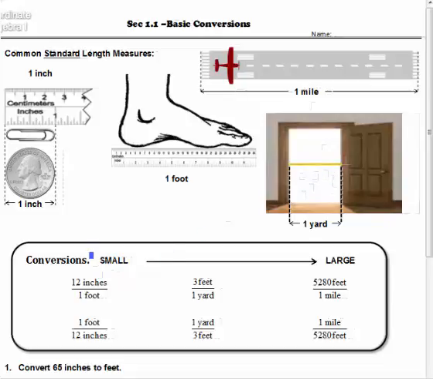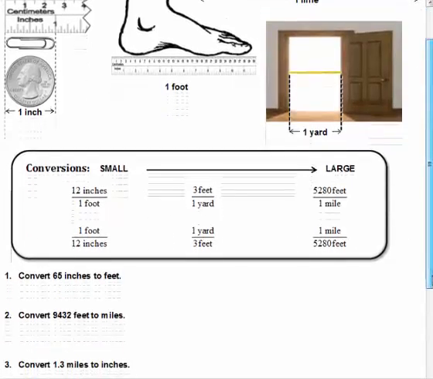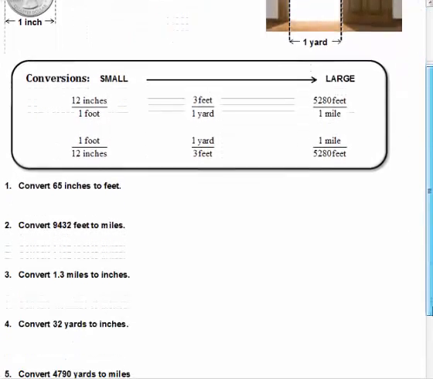All right, so there's a couple relationships between each of these types of measures that we're going to be using in just a moment, but we can basically say that there are 12 inches in a foot, or 1 foot contains 12 inches. There are 3 feet in a yard, or we could say 1 yard basically contains 3 feet. And we have 5,280 feet in a mile, or 1 mile contains 5,280 feet. And from those, we can basically make the conversions that we want from one to another using dimensional analysis.